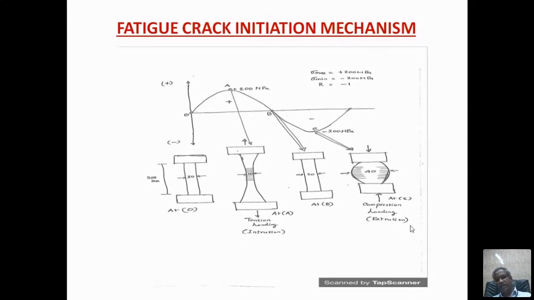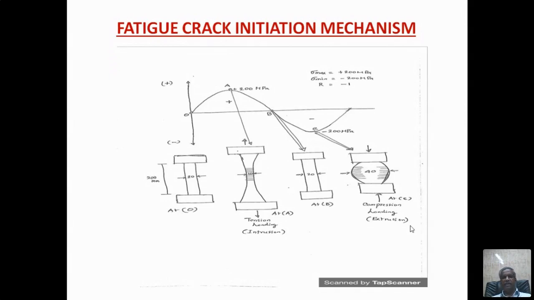So that is one cycle. Again, from C to D, I forgot to put D here, the stress comes back to zero, and the specimen will reach its initial dimensions again. So in one stress cycle, these changes take place: O to A, A to B, B to C, and C to D.